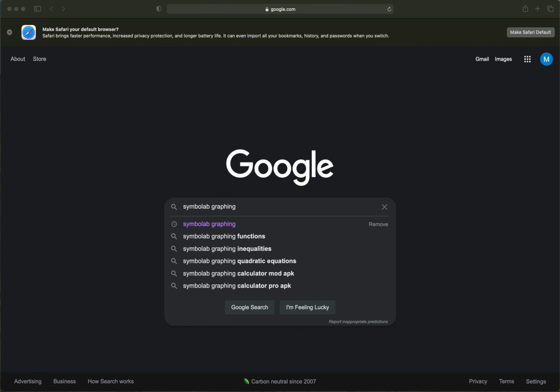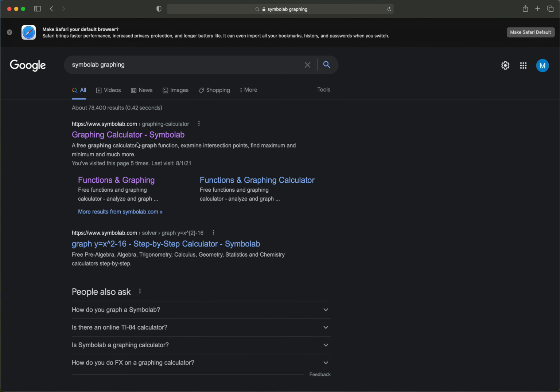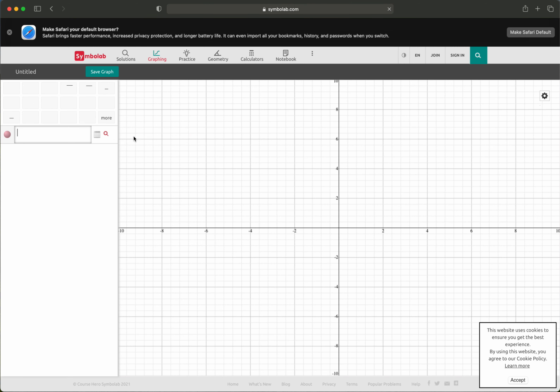Today we're going to learn how to graph functions using a neat program called Symbolab, and we will understand and learn some of the important graphs that we need to be familiar with in order to do well in calculus. So I'm going to start by going to Google and searching for Symbolab graphing. So let's go to the Symbolab graphing calculator.